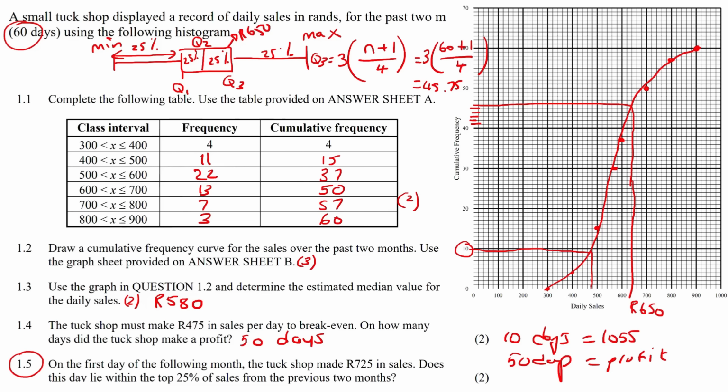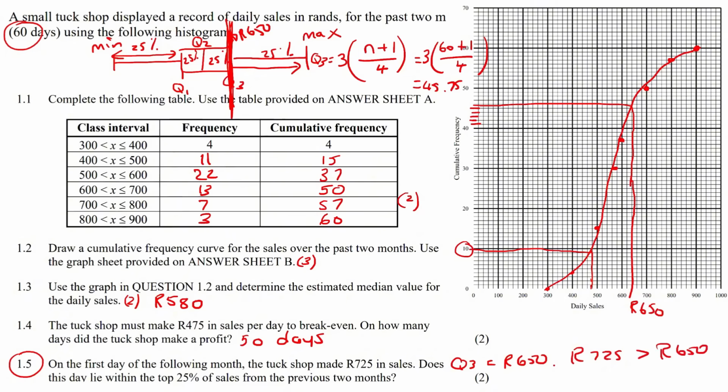So that means that to be in the top 25% of sales, it needs to be more than 650 Rand. So if the tuck shop made 725 Rand, then does that fall within the top 25%? Yes, because we just worked out that the starting point of going into the top 25% is 650. So if they made 725 in sales, they definitely did it. In the exam, you would show that Q3 is 650, and then you would show that 725 is definitely bigger than 650. So therefore, yes.